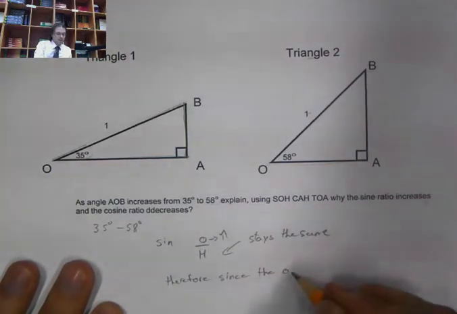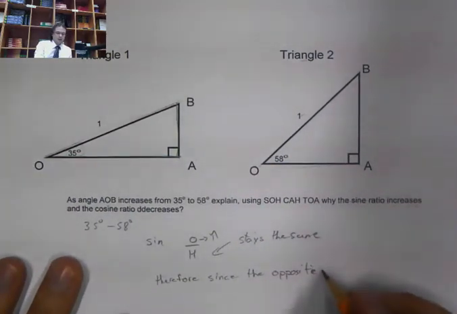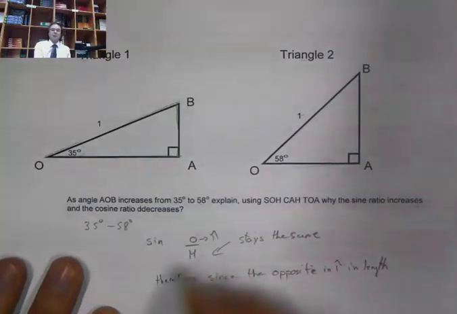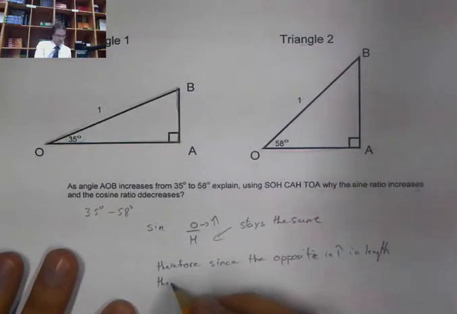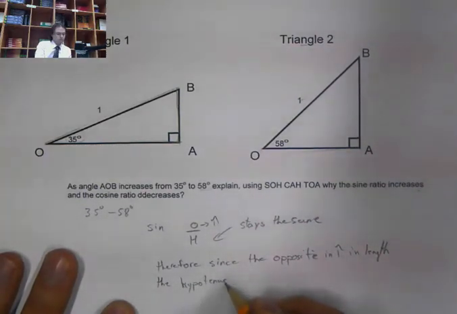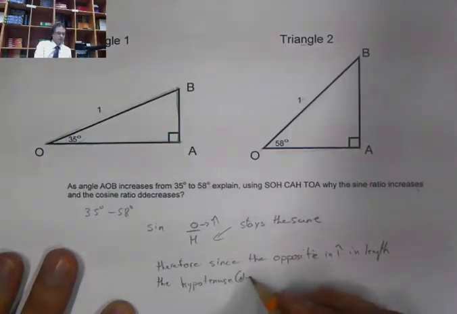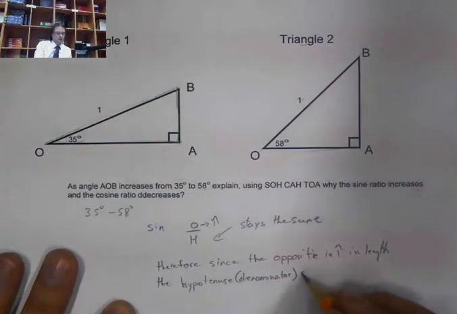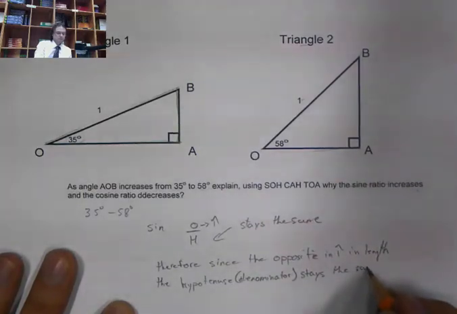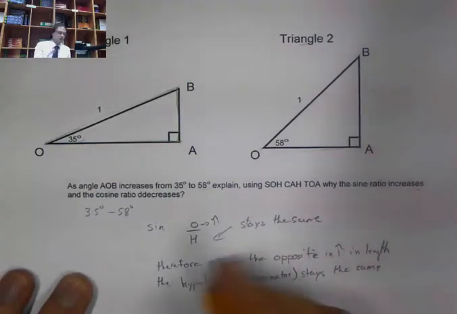Since the opposite is increasing in length, and the hypotenuse, which is my denominator, stays the same, my sine is increasing. My sine ratio increases.